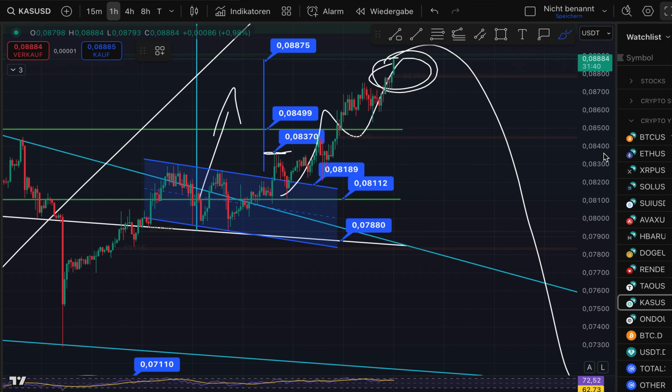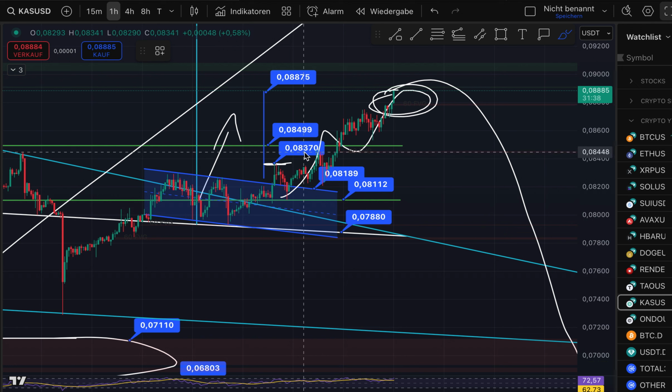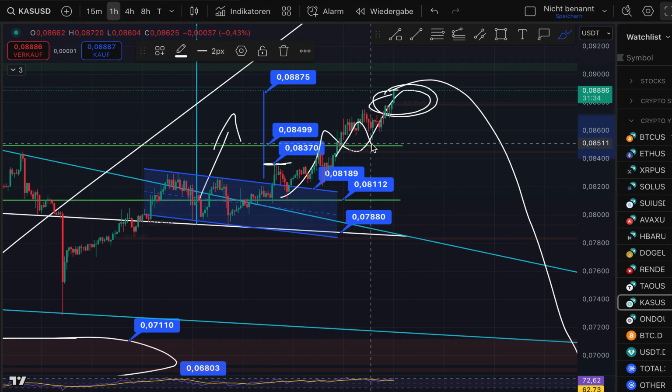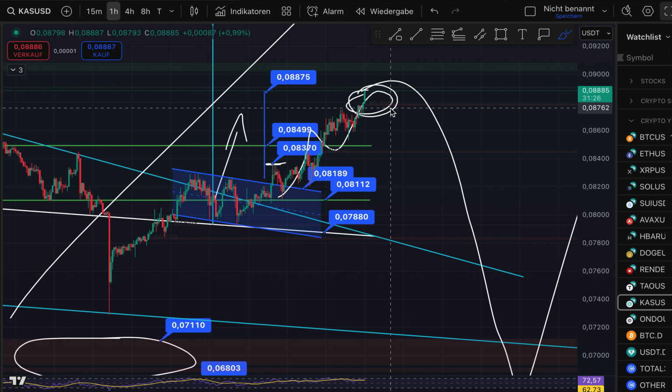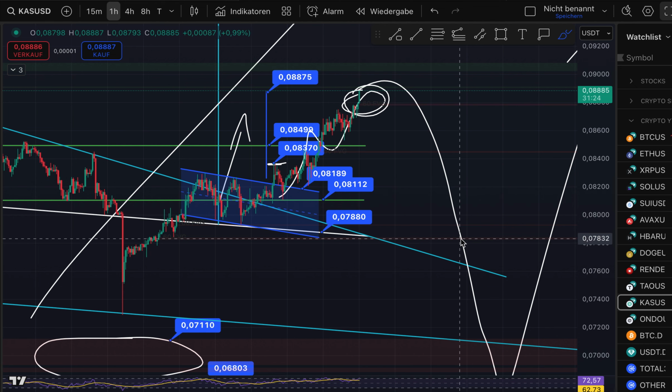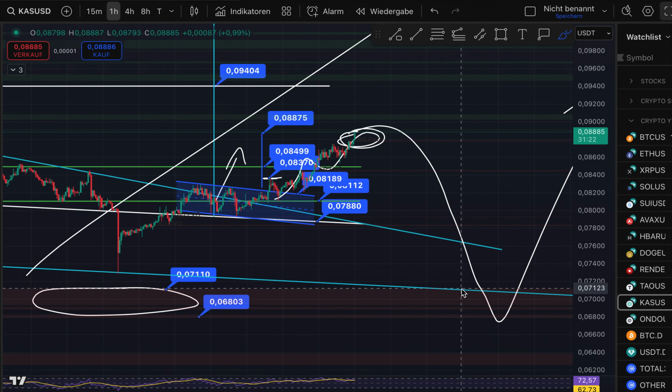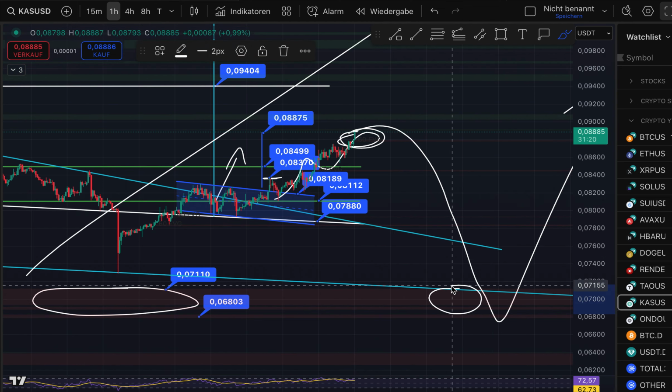perfect, perfect, perfect, because the first target got hit, 8.5 cents. We broke it to the upside, we retested it, not perfectly, but 8.8 cents maximum extension right now. We are there. Now we have to see if we are not just going to sell off to get into this huge fair value gap.